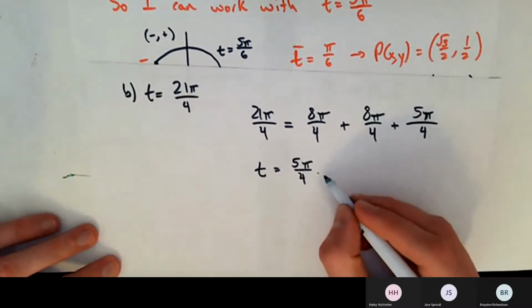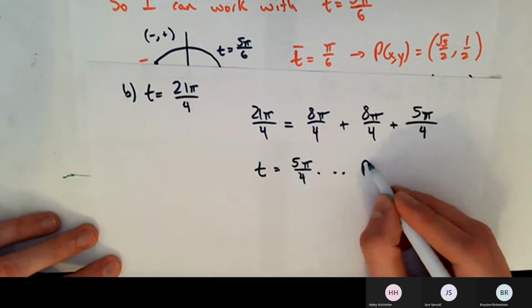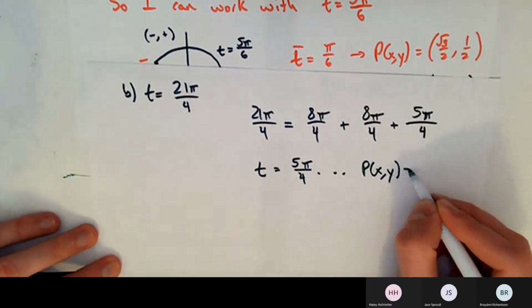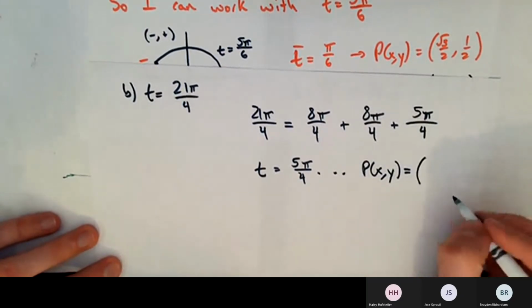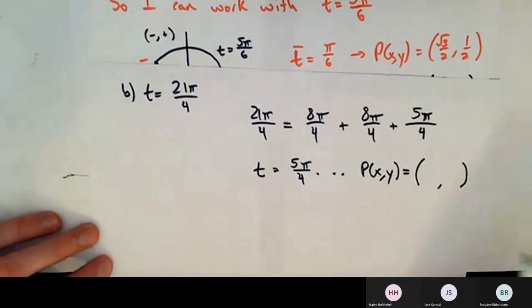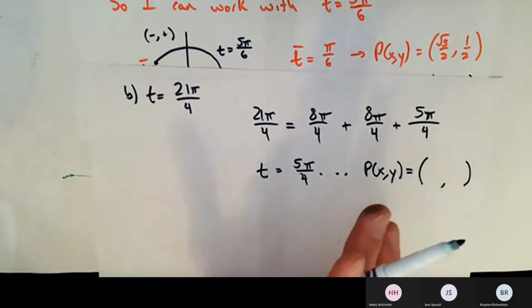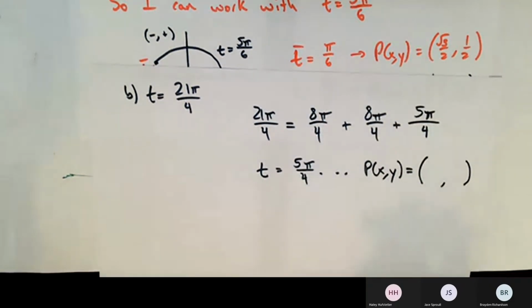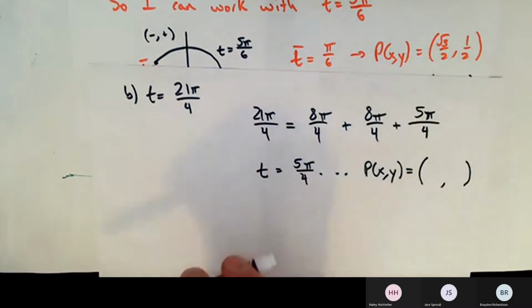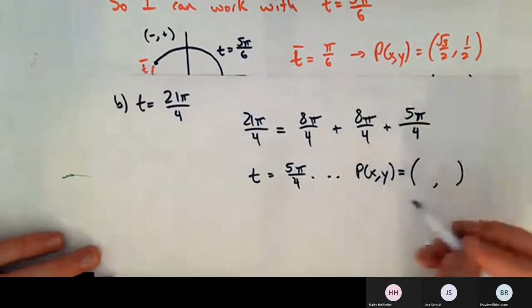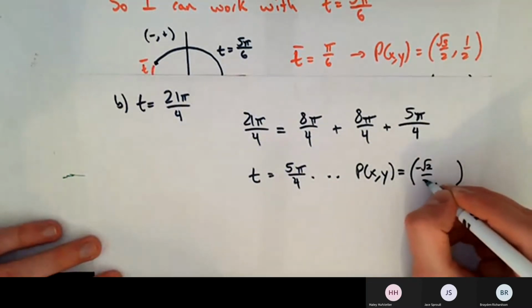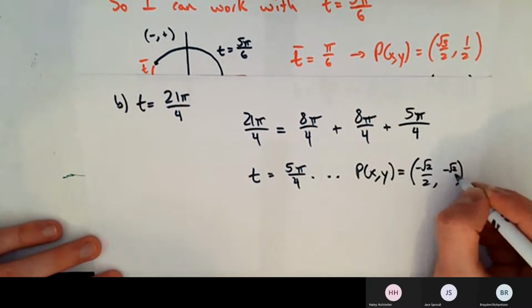I'm going to skip some steps and assume, since we've done enough of these, that you can come to the conclusion that the terminal point of the 5 pi on 4 angle, which by the way is in the third quadrant, where both values are negative, is negative square root of 2 over 2 and negative square root of 2 over 2.